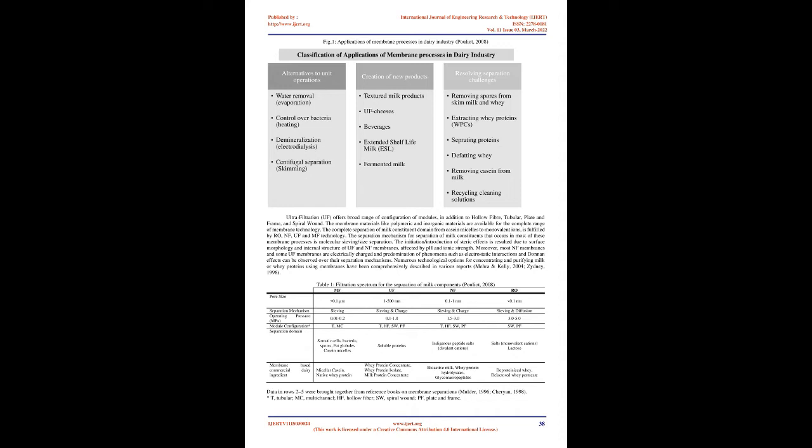MF, UF, NF, RO. Pore size: greater than 0.1 µm to 500 nm, 0.1 to 1 nm, 0.1 nm. Separation mechanism: sieving, charge sieving, and diffusion. Operating pressure, MPa: 0.01 to 0.2, 0.1 to 1.0, 1.5 to 3.0, 3.0 to 5.0. Module configuration: T, MC, HF, SW, PF, HF, SW, PF, SW, PF.